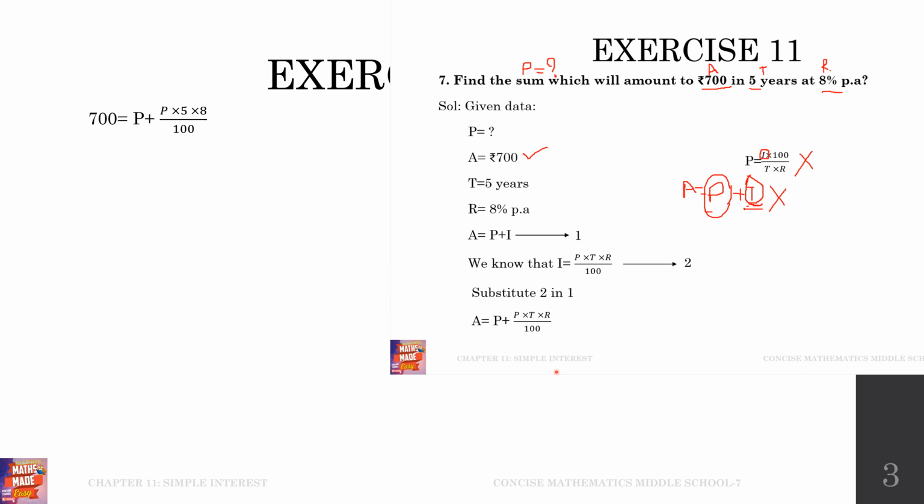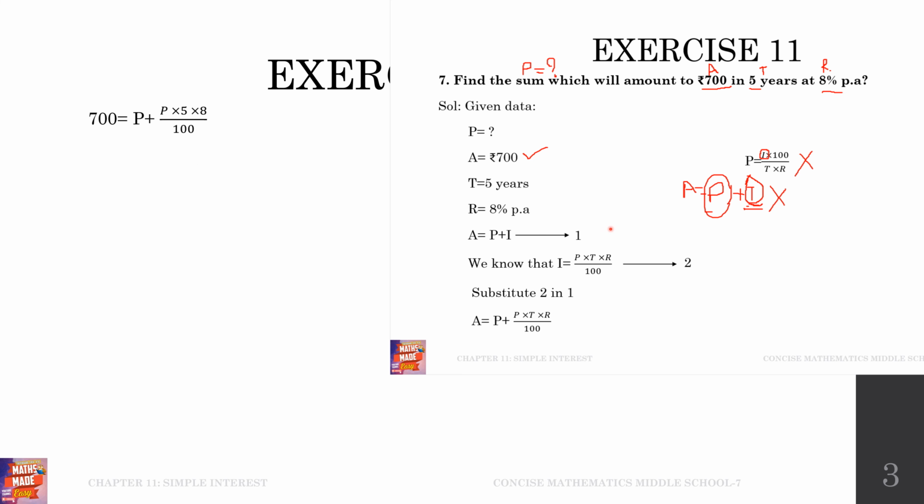Now I am going to just substitute the values. A, which is 700, is equal to P, which we need to find out, plus P into T, which is 5 years, and R, which is 8% by 100.